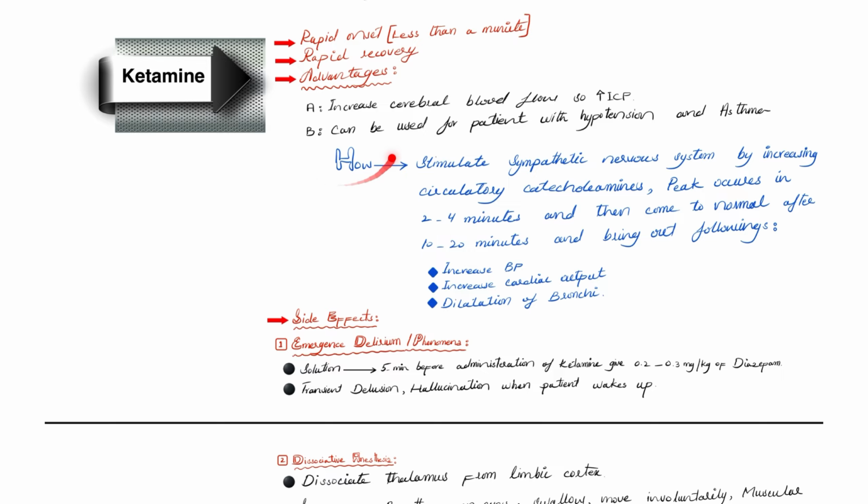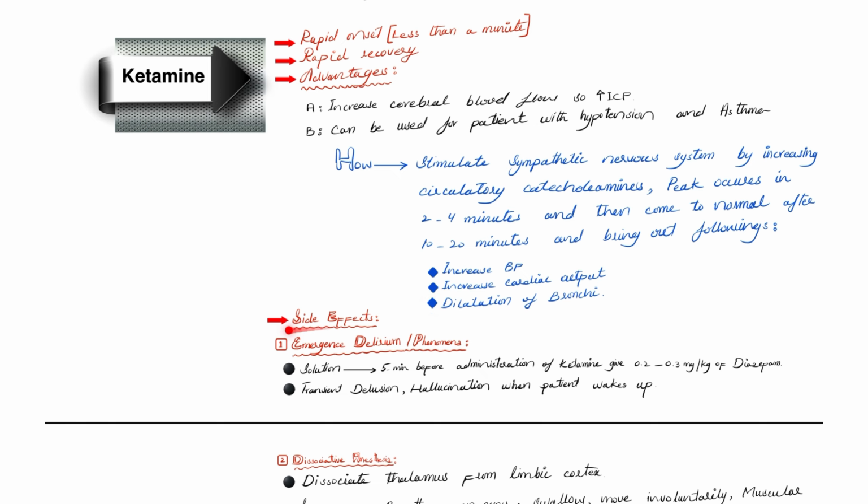Why? Because it stimulates sympathetic nervous system by increasing circulatory catecholamines like epinephrine and norepinephrine, and peak occurs in 2 to 4 minutes and then come to normal after 10 to 20 minutes and bring out following changes. It increases blood pressure, so that's why it can be used for patients with hypotension. It increases cardiac output and it dilates the bronchi. That's why it's very good for patients with asthma.